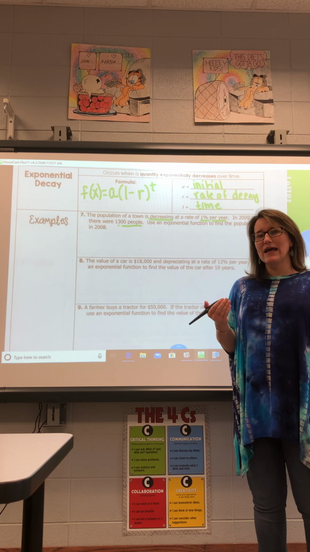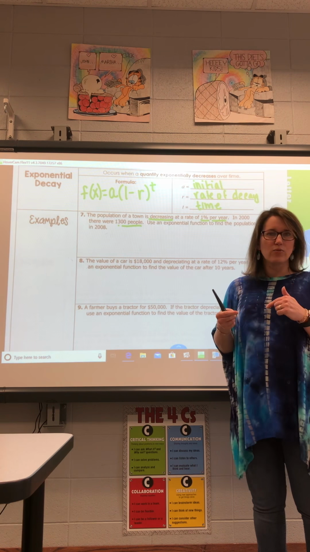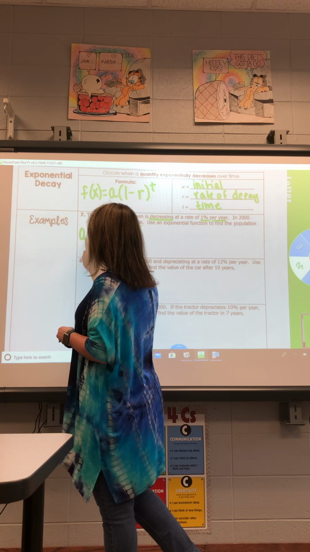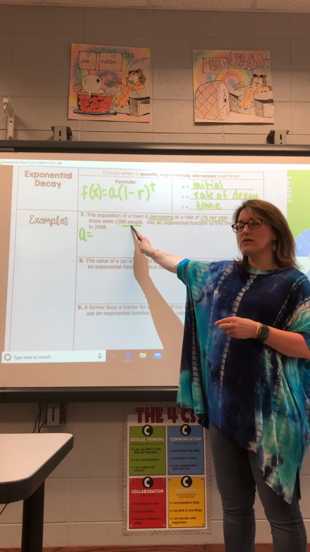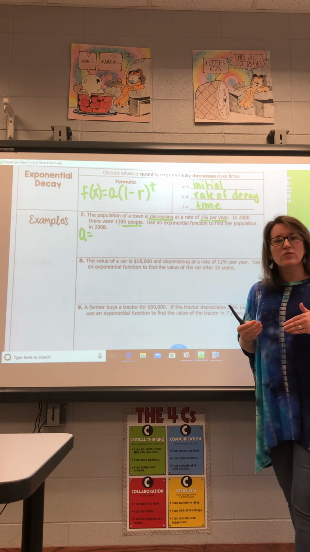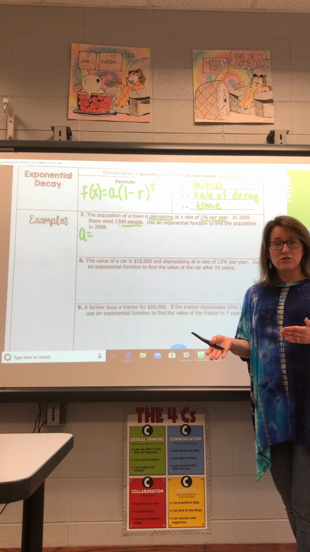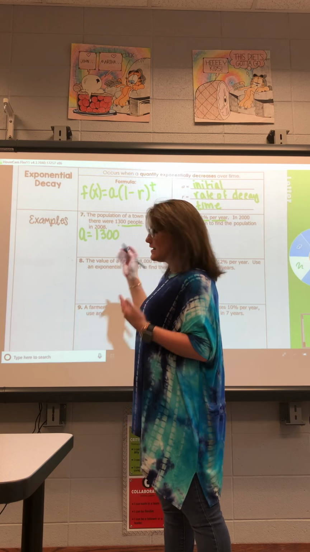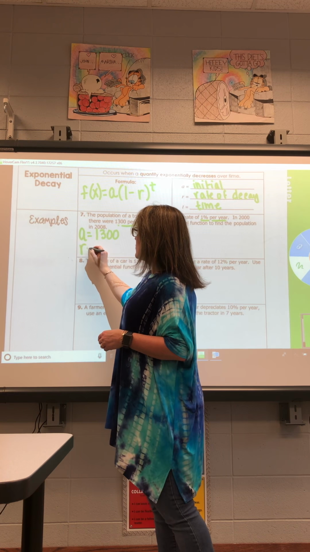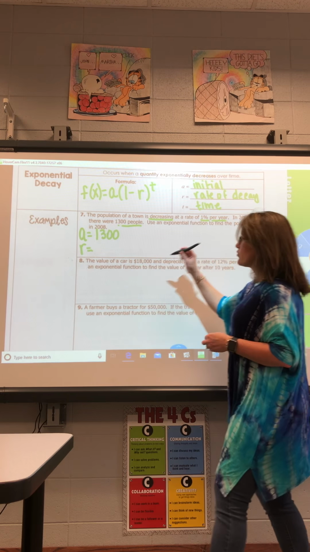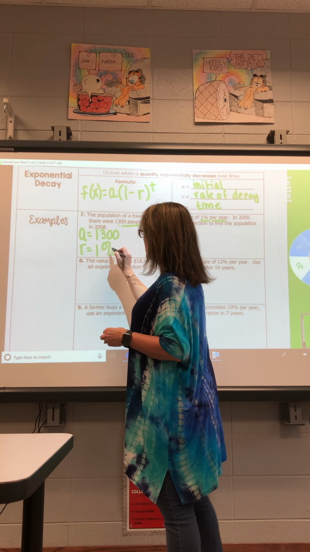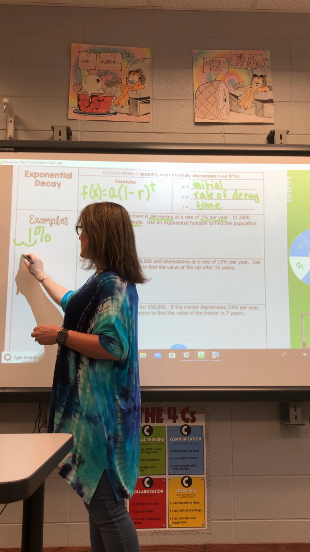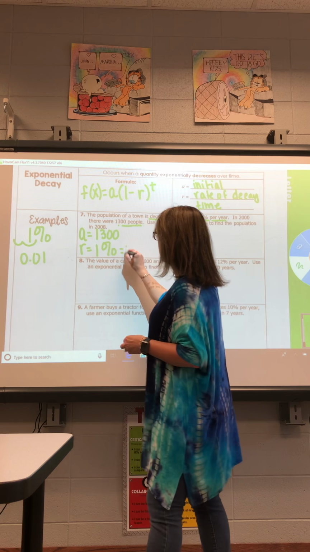So let's go ahead and fill in our A, our R, and our T, and then we'll plug it into the formula and see what we're going to have. So A is going to be our initial amount. It tells us that there were 1,300 people in 2000. That's where we're starting this function in the year 2000. So 1,300 people is going to be our initial amount. Now, R is going to be our rate. We're dealing with 1%. Change 1% into a decimal by moving it 2 places to the left, and that's going to give you 0.01.